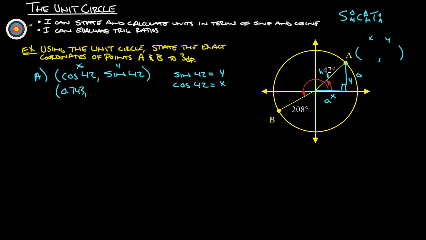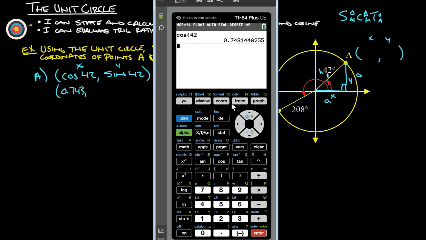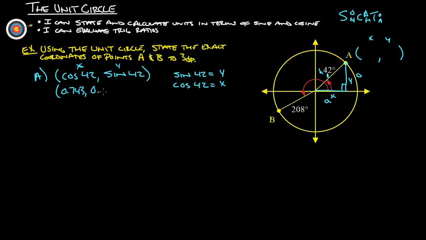And then we're going to also type in sine of 42, and that's going to give us our y coordinate, and that's 0.669. So what that means is that this length right here is 0.743, and this distance is 0.669. So that's the coordinate of this point up here, 0.743 and 0.669. Okay?